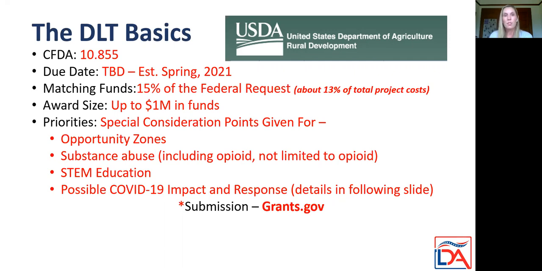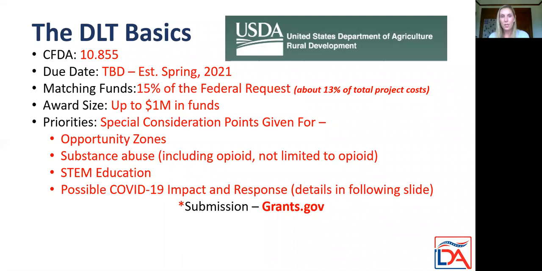Again, you would want to be serving rural and underserved communities. You don't necessarily need to be physically located in those communities, but your project design and who you're benefiting needs to be in those qualifying rural and underserved communities. And that's something that we can help you look up. This is another grant that requires a 15% match. This is of your federal request, so it actually ends up being about 13% of your total project cost.